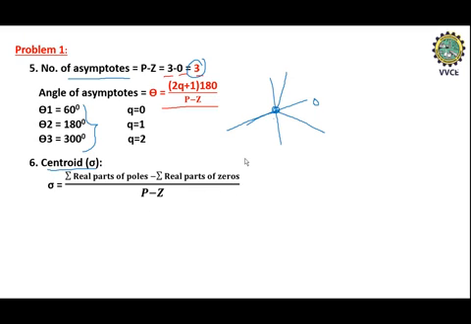Real part is nothing but, for example, consider a plus bj is a complex number. So here, which is the real part? A is the real part and b is the imaginary part. You should consider only the real part of the poles or zeros. Here there are no zeros, so total number of zeros is equal to 0 itself, and the real parts of poles, all the poles present here are real parts itself, that is 0, minus 3, minus 5. Add all the poles divided by p minus z, that is 3 minus 0 is 3 itself. Find out sigma value, that is centroid.